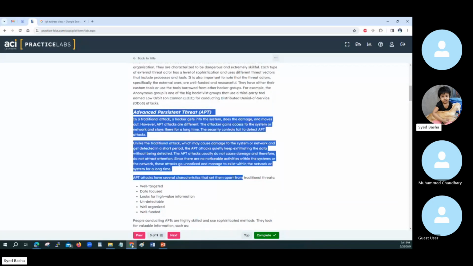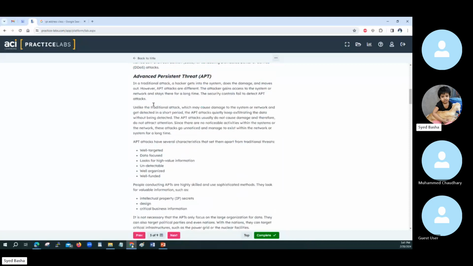APT, we have seen this. So this is like an APT attack. When you say APT attack, which I have mentioned, the Stuxnet, right? Stuxnet, you can google the word Stuxnet on the internet. You will find more stories. So this is nothing but well targeted, focused, looks for very high value information, undetectable, well organized, well funded.